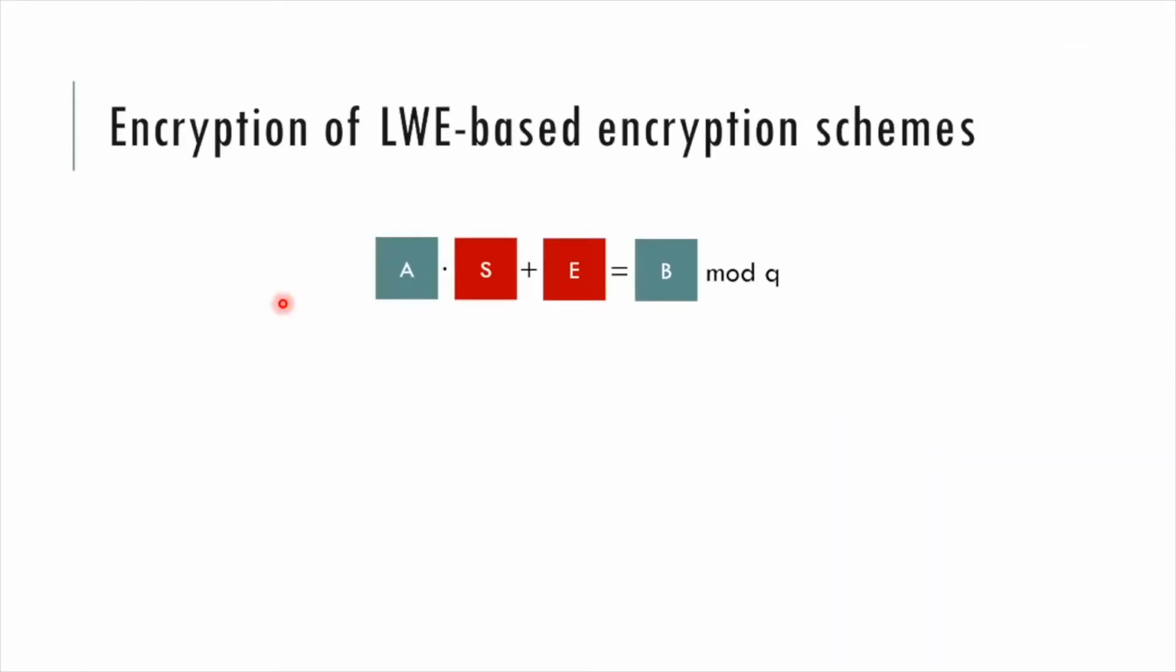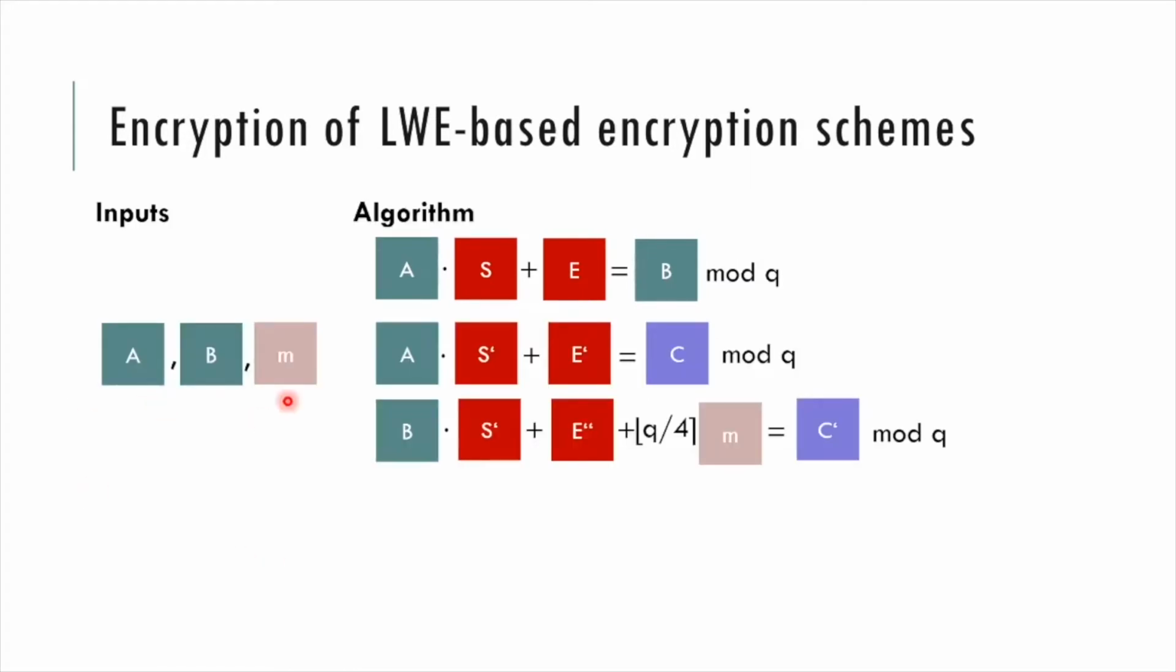But let's take a step back and let me introduce a generic LWE-based encryption scheme first. The key generation is very simple. First, you sample the secret key S and E. Then, the public key A is sampled and B is computed. Given the public key and a message M, the encryption consists of two steps. The first one is to compute another learning with errors sample using A but a different S' and E'. In the second step, B and S' are multiplied and another error E'' and the encoding of the message M are added.